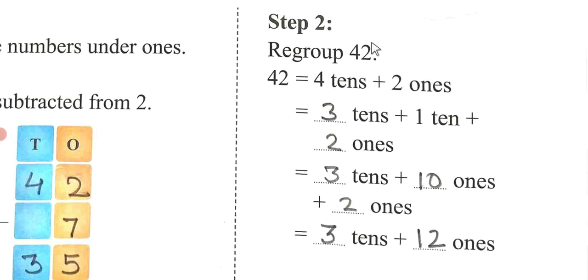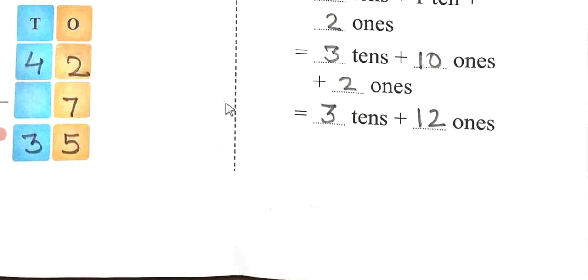Now see the regroup, how you will change it. 42 is 4 tens and 2 ones. So 4 tens gives 1 ten: 3 tens and 1 ten, 2 ones. So 3 tens will remain as 3 tens. 1 ten will become 10 ones, plus 2 ones. So 3 tens and 12 ones. So let's see the other step.